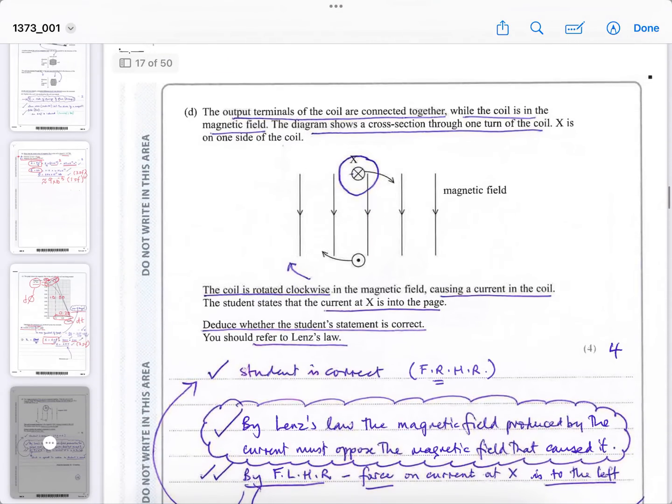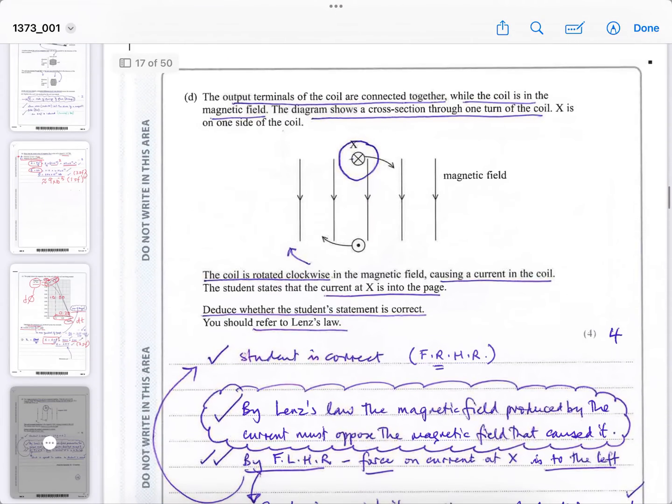Then it says the output terminals of the coil are connected together, so then you're going to get a current, because before it was just an EMF. Basically the output terminals connected together means you've got a complete circuit. The diagram shows a cross-section through one turn of the coil. So imagine you're just looking at one turn of the coil. X is on one side of the coil, with the current going into the page at X and coming out of the page at the bottom of the coil, which you could call Y.